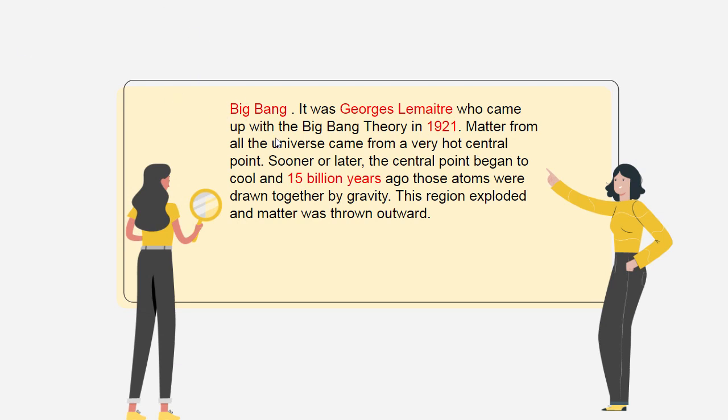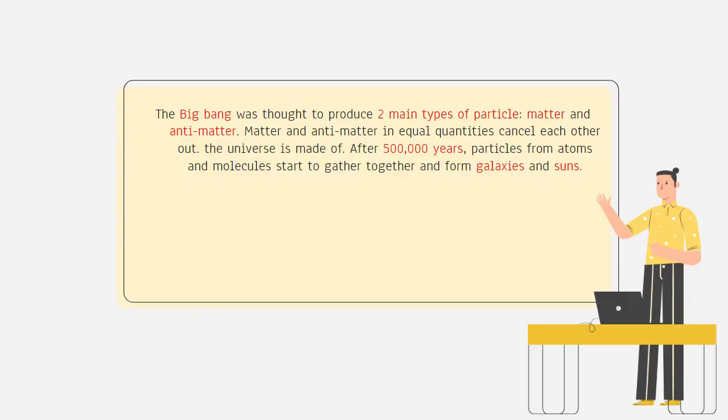The Big Bang should have created equal amounts of matter and antimatter in the early universe. But today, everything we see, from the smallest life forms on Earth to the largest stellar object, is made almost entirely of matter. So next one, the antimatter. The Big Bang was thought to produce two main types of particle, which are matter and antimatter. The matter and the antimatter in equal quantities cancel each other out.